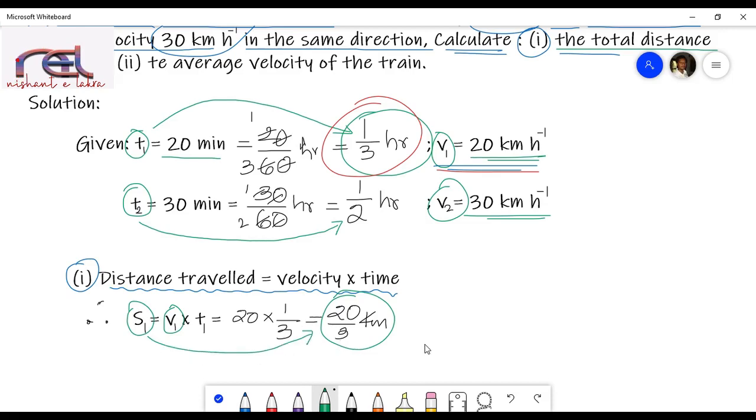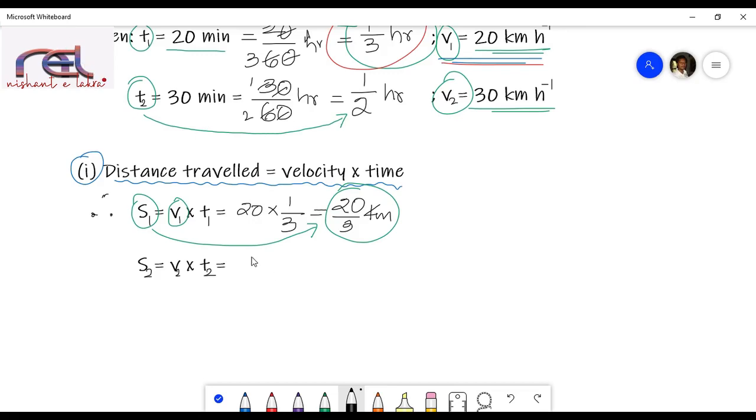Now let us solve the second phase, that is S2. S2 is equal to v2 into t2. So the second velocity is 30 km per hour into t2, which is 1 by 2, half an hour. When you cancel it, you will get 15 km. So our S1 is 20 by 3 km, v2 is 30 km per hour and t2 we just calculated as half an hour, and after we multiply velocity and time, we get 15 kilometers.